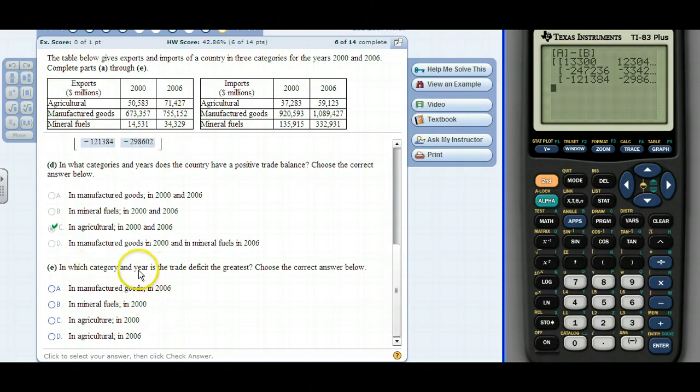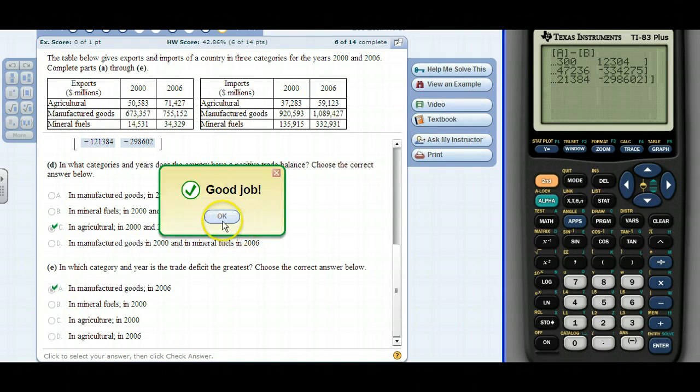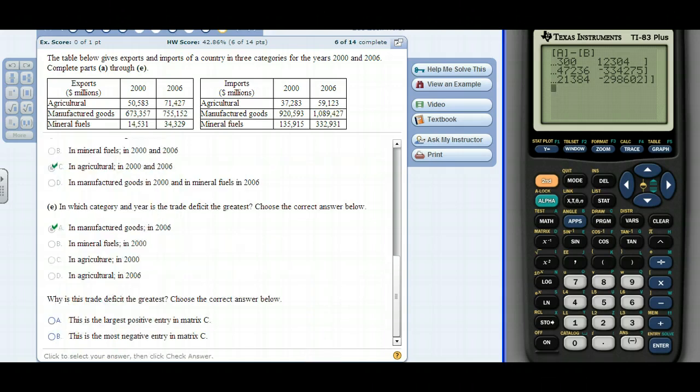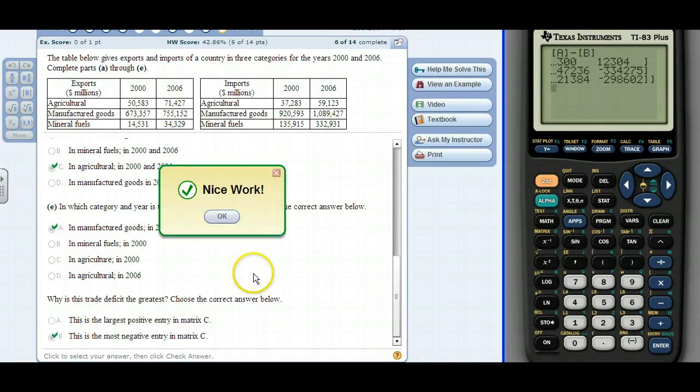Alright, which category was the trade deficit the greatest? That's the biggest negative number that we see. So that would have to be this negative 334,275, where that big 1 million number came from. Alright, so that would be in manufactured goods in 2006. Okay, and then why is this trade deficit the greatest? This is the most negative entry.